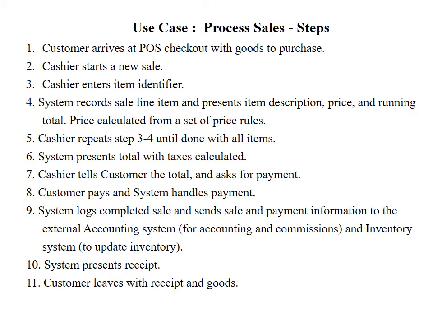The customer pays and the system handles payment. The system logs the completed sale and sends sales and payment information to the external accounting system and inventory system to update inventory. The system prints a receipt. The customer leaves with the receipt. So these are the steps we follow. Hope you understand the process steps for next gen POS. Now we are going to draw the use case diagram for the steps we have shown here. Now we are developing the next gen POS system.